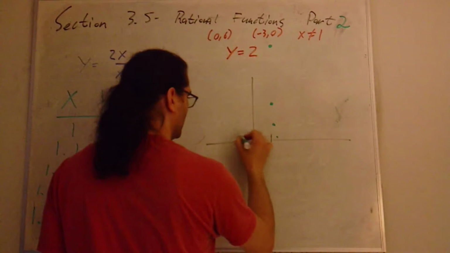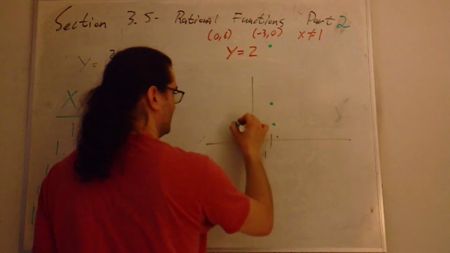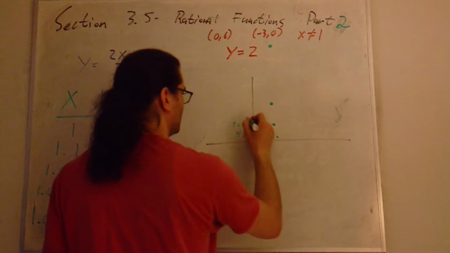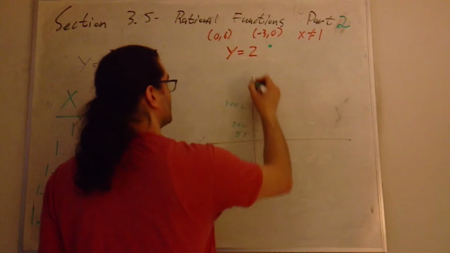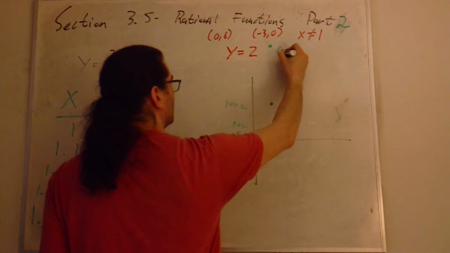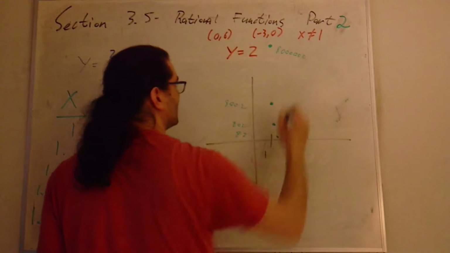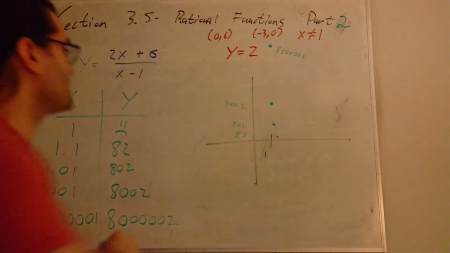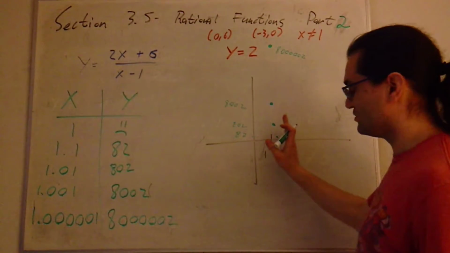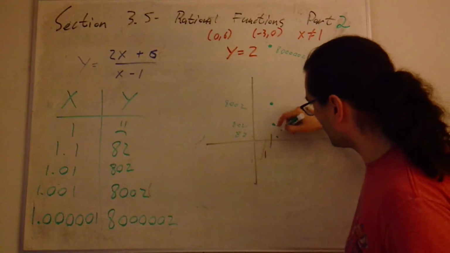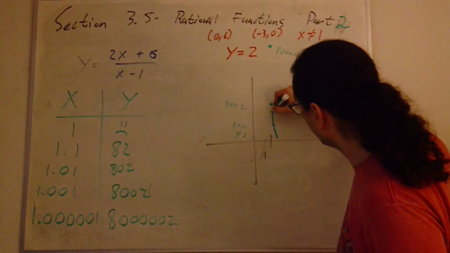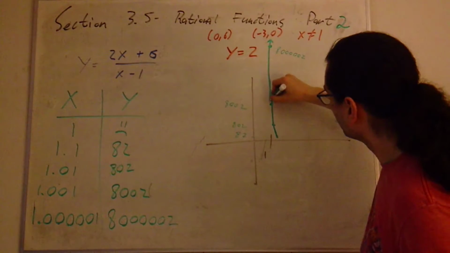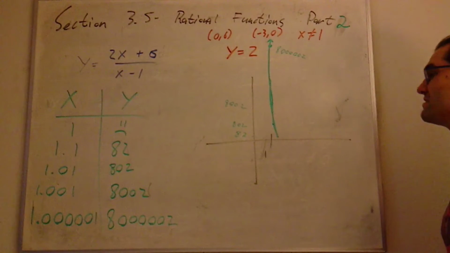Yeah. This is not to scale. Or, sorry, 82. This is 802. 8,002. This up here would be 8 million and 2. So these numbers, if you start just to the right of 1 and move towards 1, these numbers are getting explosively big. The slope here is basically vertical.